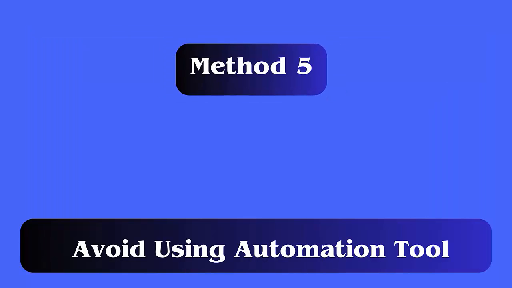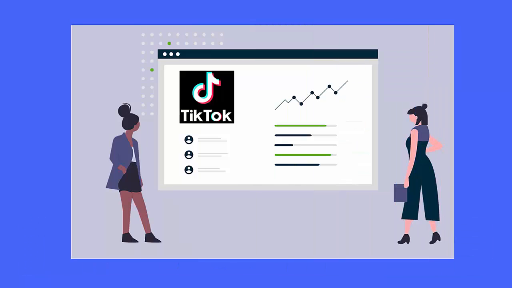Method 5. Avoid using automation tools. If you are using an automation tool to follow requests in bulk, then you have a high chance of getting blocked. Remember, this kind of third-party tool is against TikTok's algorithm. So avoid using such tools.